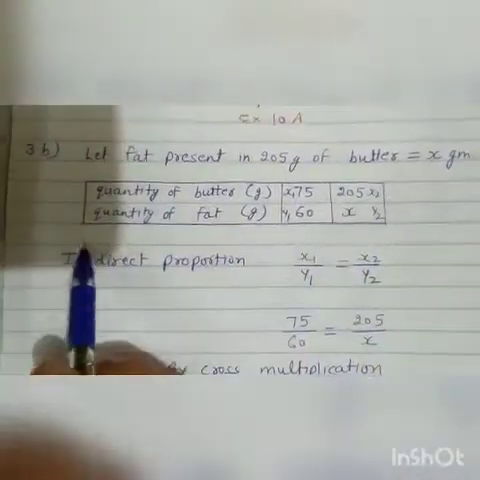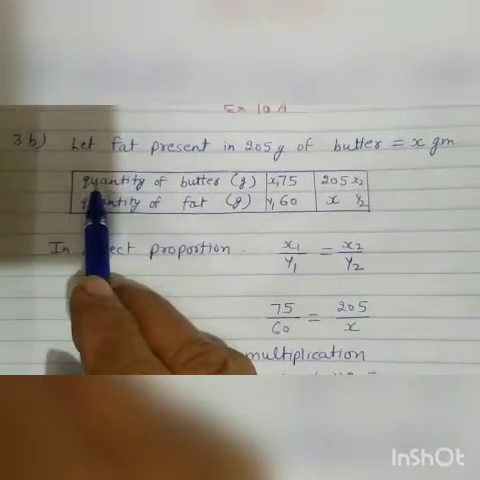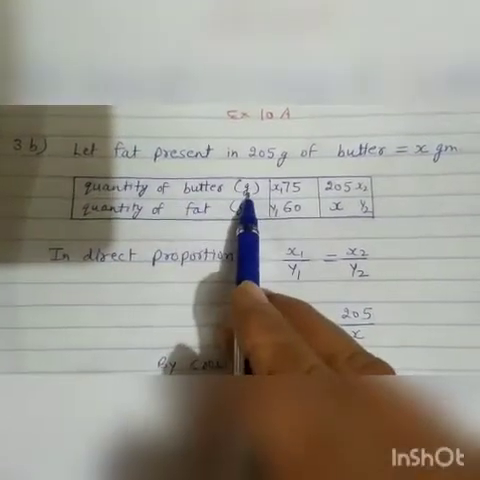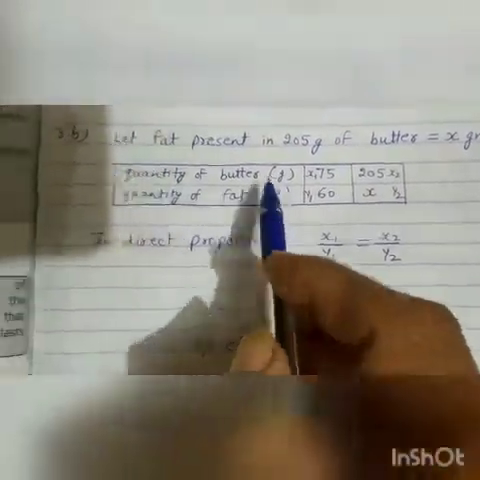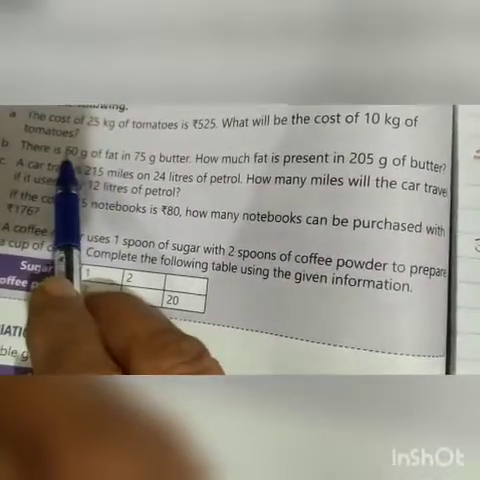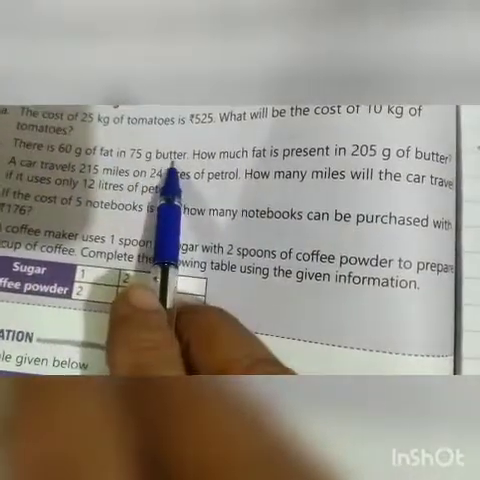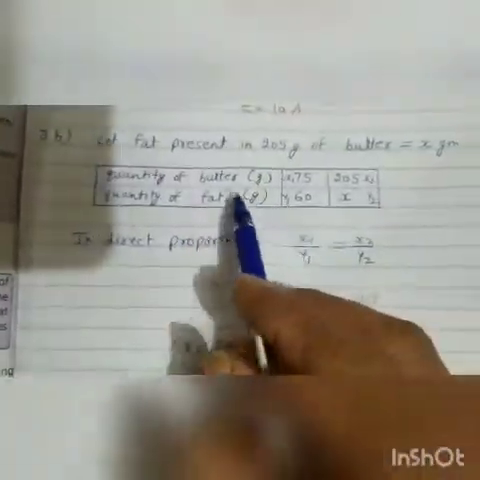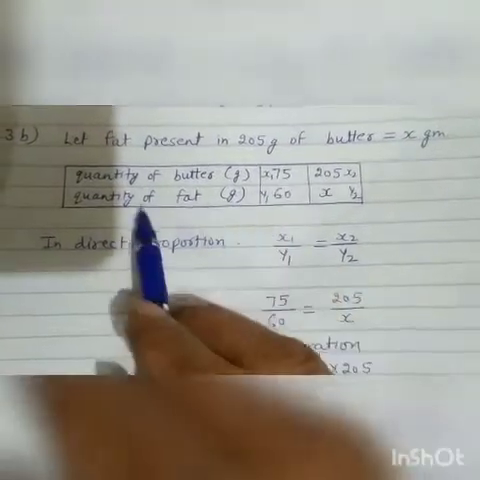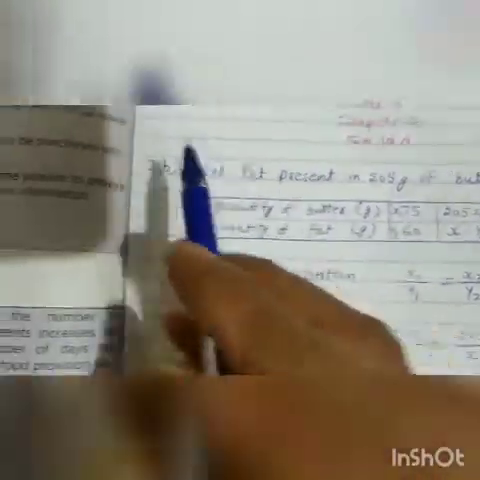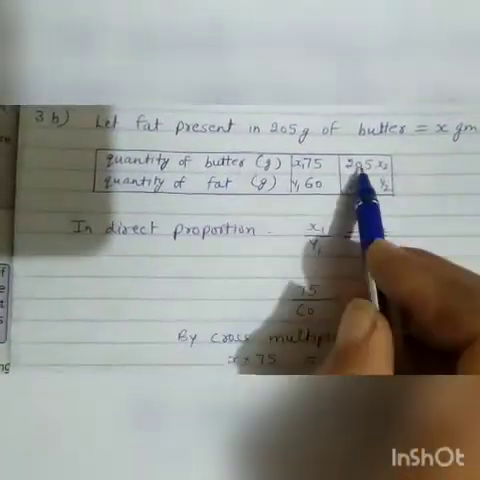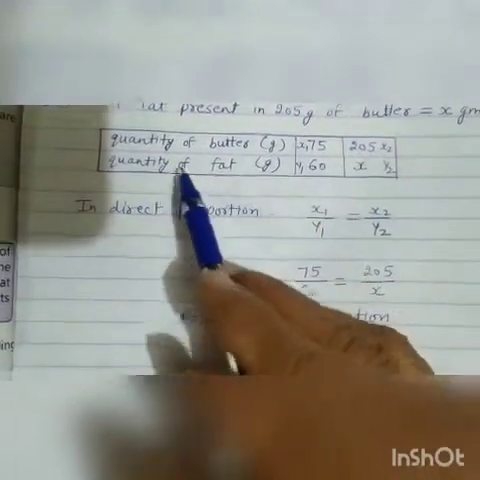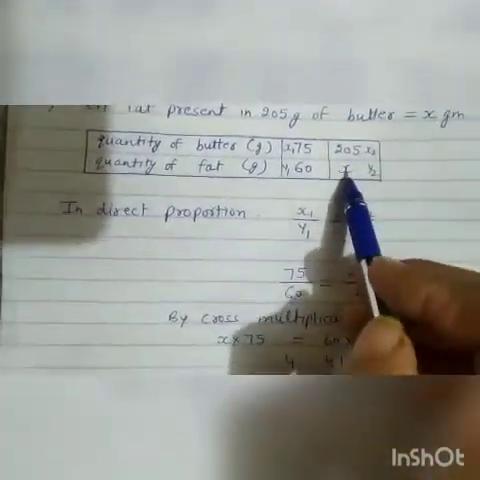Again, we will make a table. In the first column, we will write quantity of butter, unit is gram. In the second column, quantity of fat, unit is again gram. So, in the first case, quantity of fat is 60 gram and quantity of butter is 75 gram. So, quantity of butter 75 gram, quantity of fat 60 gram. And in the second case, quantity of butter is 205 gram and quantity of fat we have taken as x gram.